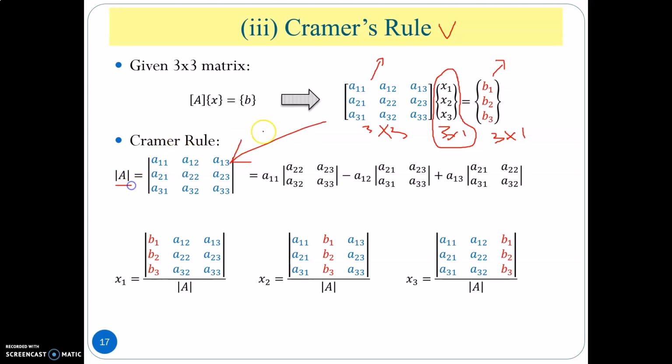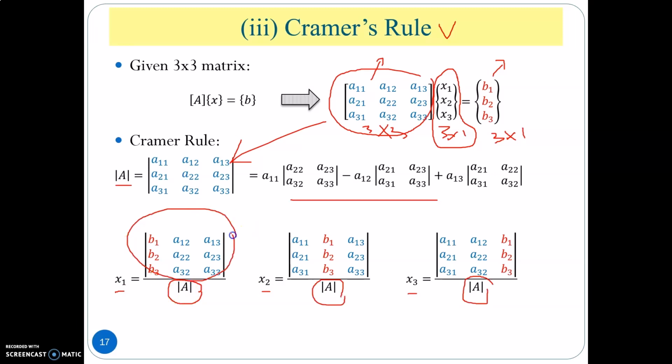First of all, you need to find the determinant for the system matrix A. After you find the determinant for the system matrix A, you can find x1, x2, x3 directly by substituting the determinant of A here. At the upper part here, you need to substitute the right hand side vector into the first column to find x1, into the second column to find x2, and into the third column to find x3.